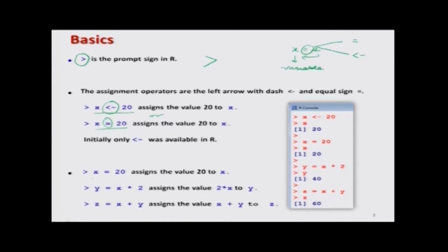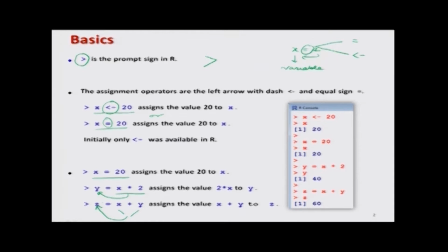Similarly, if I write here x equal to 20, this is going to assign the value 20 to x. Now if I want to multiply the value of x by 2, I can write x into 2, and this value is going to be assigned to a new variable y. And now I want to add x and y, so I add x and y over here, and this outcome is going to be assigned to the variable z.